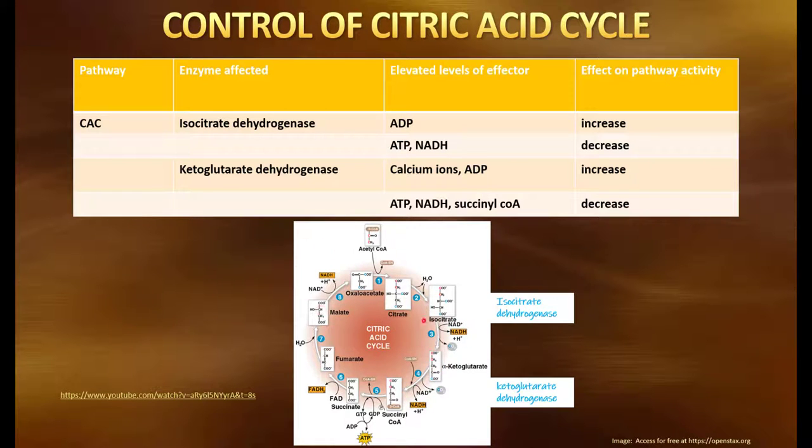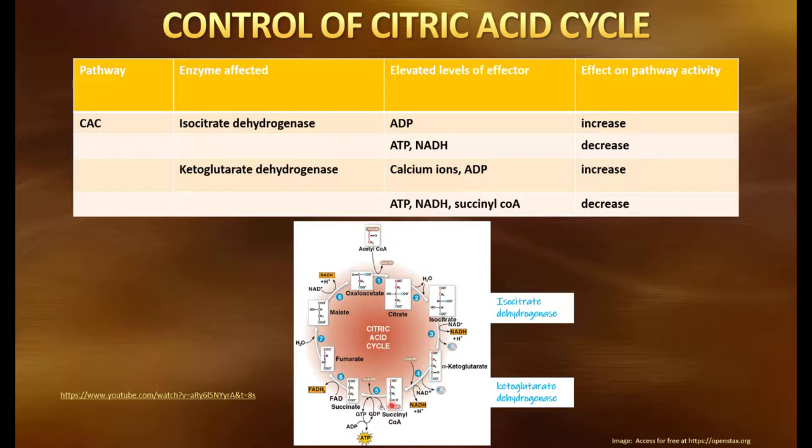We know that throughout this process we are creating ATP. We're also creating NADH. ATP and NADH, since they are products, if those levels get high, it will decrease the activity of this enzyme. Since ADP is a reactant in this, then high levels of ADP would increase the activity of isocitrate dehydrogenase.